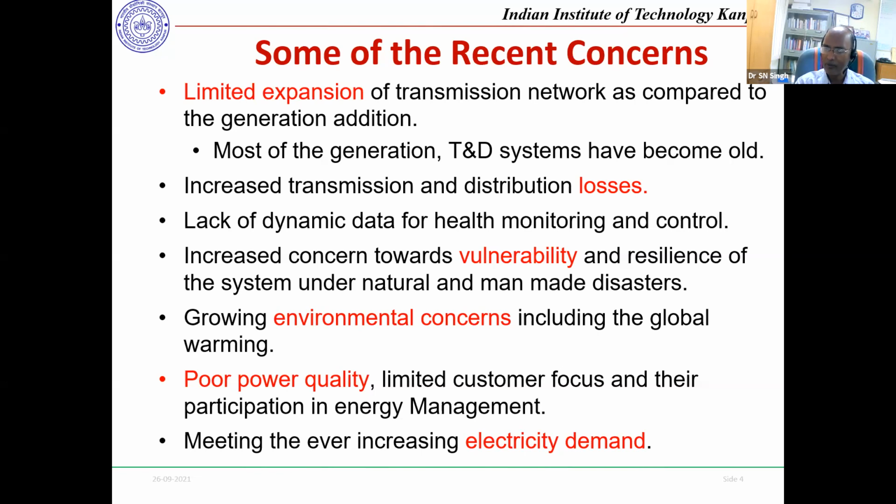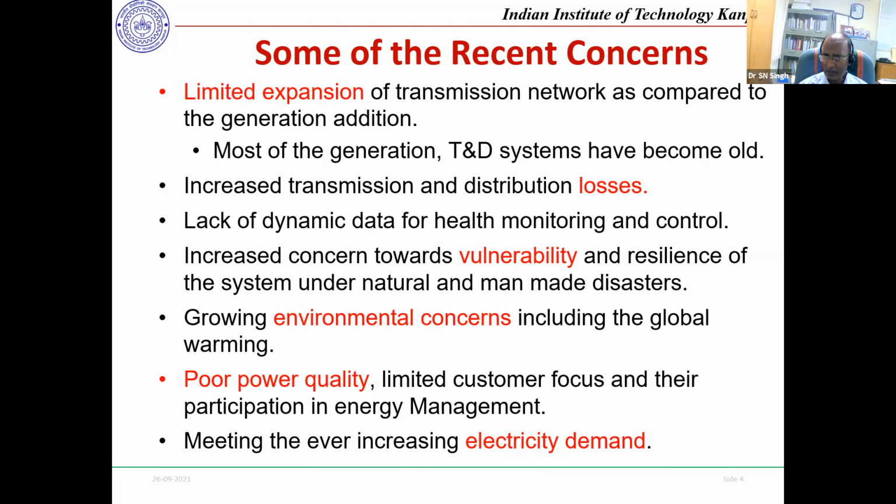Then in our transmission system, many 400 kV transmission lines were designed 30, 35 years ago. So the conductors are brittle, there is maintenance, and many outages may occur. And we also require expansion. So we require generation, transmission, and distribution systems in addition. Those are the concerns. Also, the transmission and distribution losses are increasing.